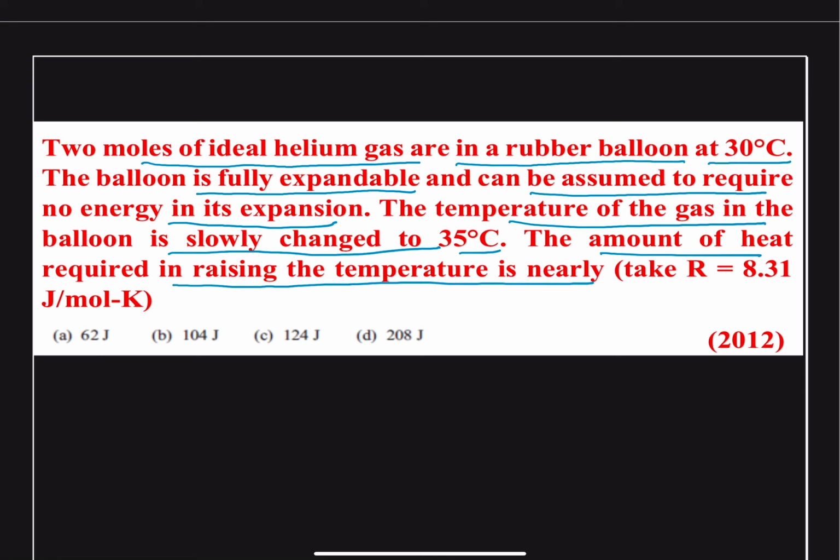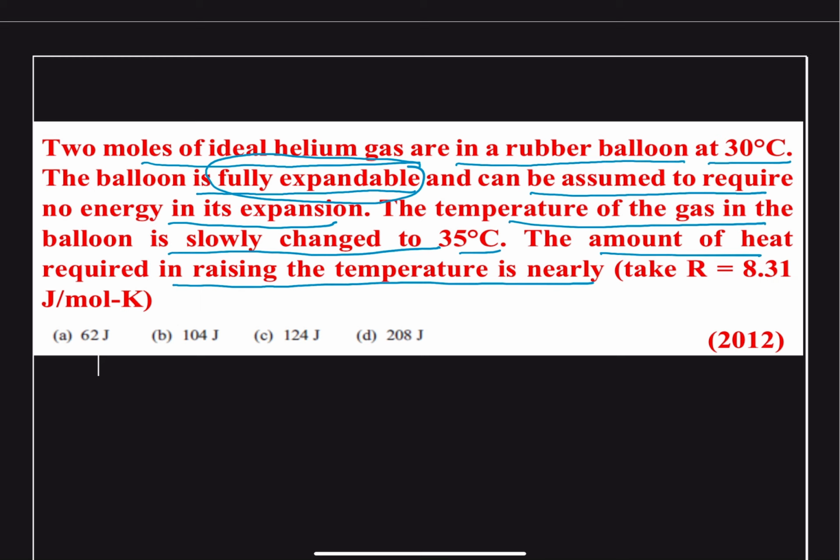In this case, it is given that the helium gas is in a rubber balloon and the balloon is fully expandable. So the important term in this question is that it is fully expandable and it requires no energy for its expansion. So we can assume here that the gas is undergoing an isobaric process, that is constant pressure. Therefore the heat required is determined in this case for constant pressure, that is Cp.